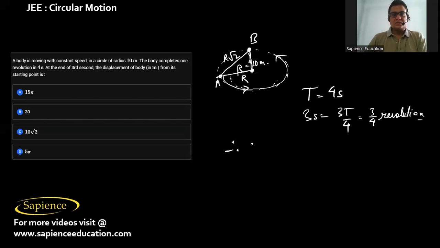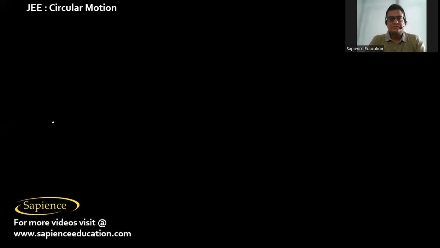So therefore the displacement of the object will be equal to 10 root 2 meters. 10 root 2 meter is the required displacement. So option C is the correct answer.